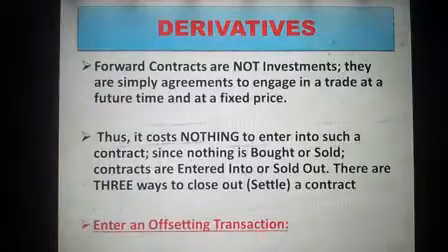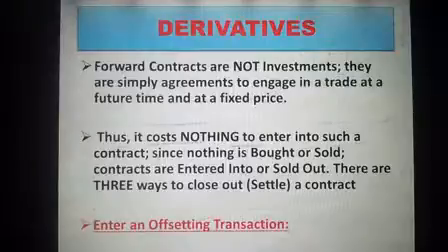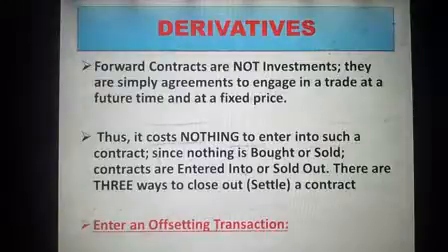Thus, it costs nothing to enter into such a contract. The cost is nothing. Nothing is bought or sold when contracts are entered into or sold out. There are three ways to close out, that is settle, a contract. You have to enter an offsetting transaction. Let us continue.